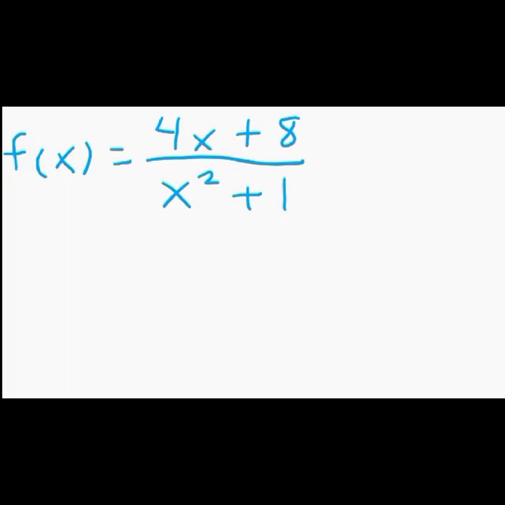So here, by inspection, you can see that the degree of the numerator is 1 and the degree of the denominator is 2. As you can see, the degree of our numerator is less than the degree of our denominator. Therefore, our horizontal asymptote is equal to 0.